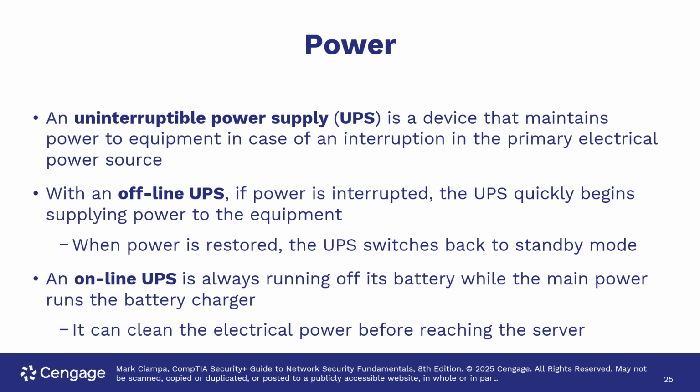That's an offline UPS. An online UPS is always running off its battery while the main power runs the battery charger. So that means the hardware is always running off of a battery. And if the power goes out, that's just interrupting the battery charger. It can clean the electrical power before reaching the server. With an offline UPS, there's a millisecond delay as it switches over.